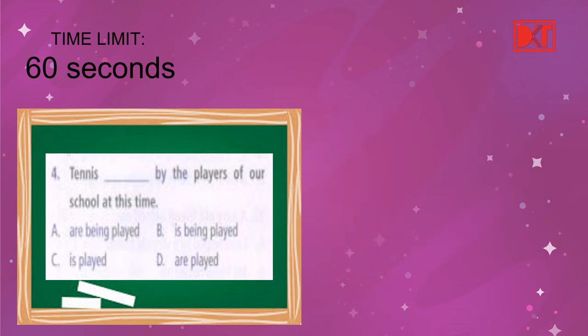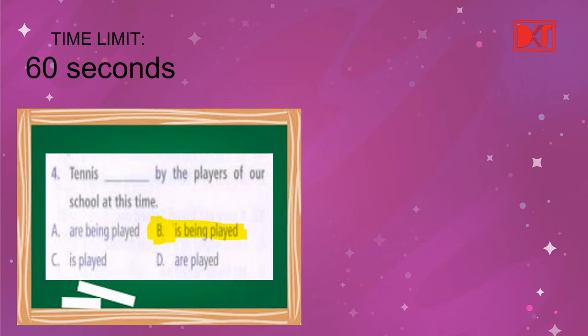Next question says, tennis dash by the players of our school at this time. A. Are being played. B. Is being played. C. Is played. And D. Are played. Here, the correct answer is, tennis is being played by the players of our school at this time.